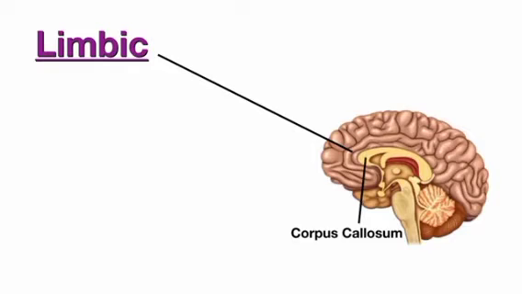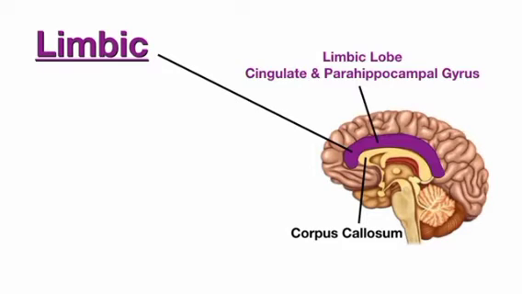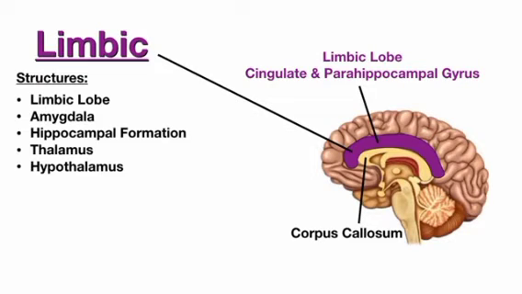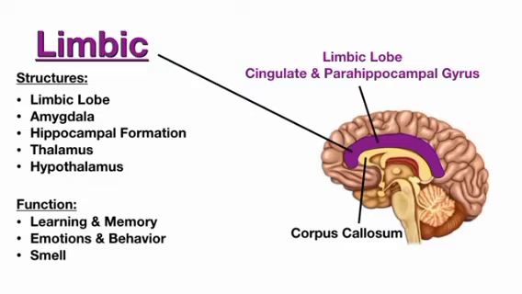So first on the image, I want to point out the corpus callosum. We talked about that at the beginning of the video. The corpus callosum is what connects the right and left hemispheres of the cerebrum. And then surrounding the corpus callosum, deep inside the cerebrum, because we're looking at a sagittal side view of the inside of the brain, we've got the limbic lobe. And the main components of the limbic lobe include the cingulate and perihippocampal gyrus. Again, the limbic lobe is just one structure of many that make up the limbic system that we'll talk about in a different video. And these include the limbic lobe, amygdala, hippocampal formation, thalamus, and hypothalamus. The primary functions of the limbic system include learning and memory, emotions and behavior, and smell.